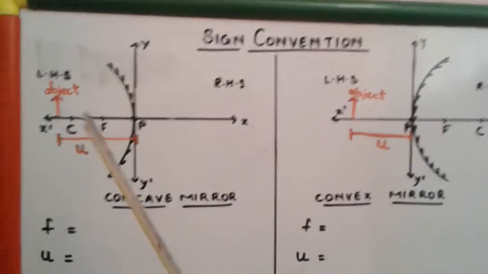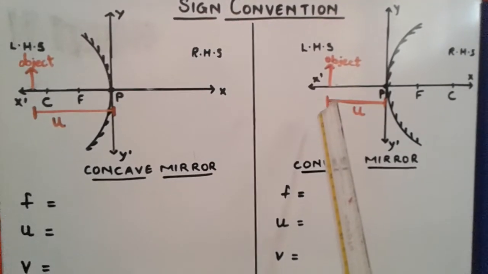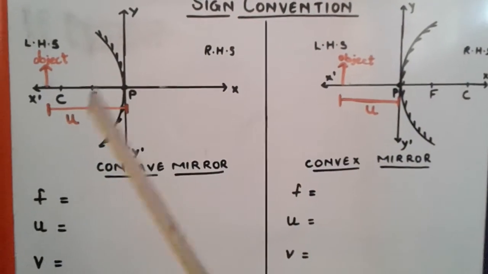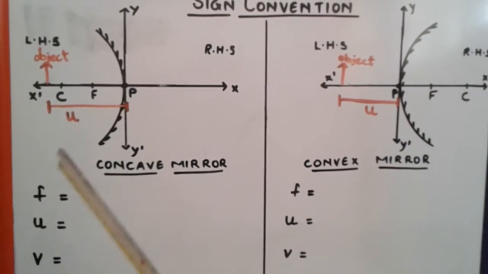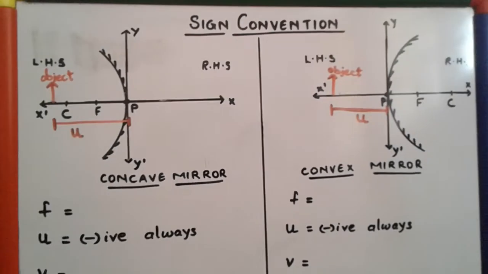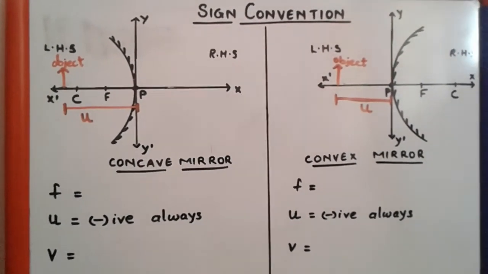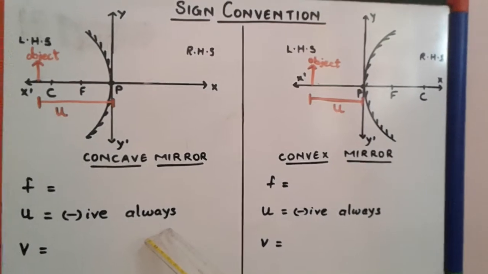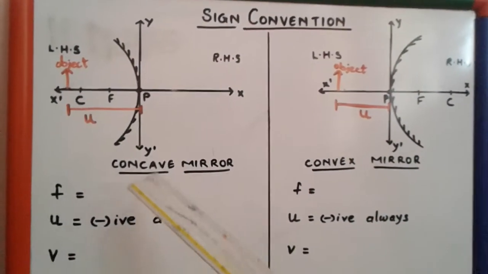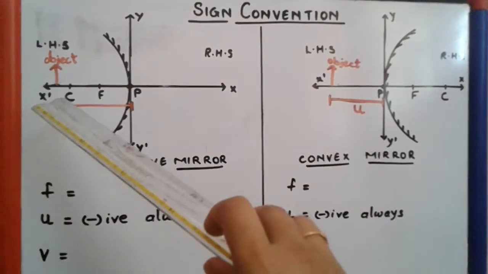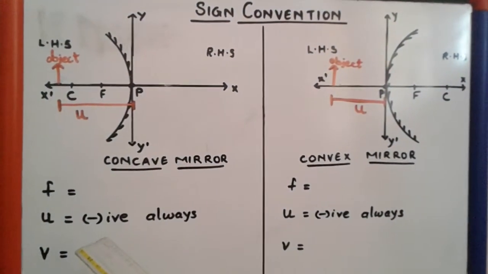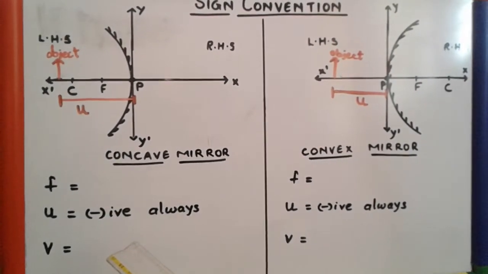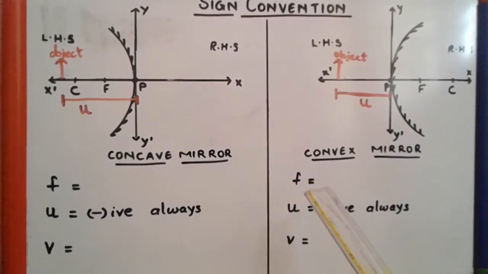So now you can see that for the concave mirror as well as for the convex mirror, in both cases, the value of u is falling on the negative x-axis, and therefore the value of u will be taken as negative. I have written it as negative always. Why? Because according to the first rule of sign convention, the object has to be placed always on the left hand side, and that means u is always on the negative x-axis, and therefore the value of u is always negative, whether it is for a concave mirror or for a convex mirror.